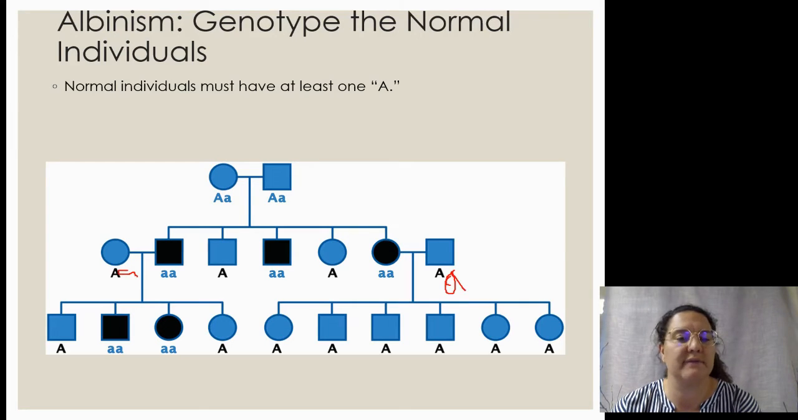Everybody else who is unaffected must have a dominant allele because they are unaffected. Now, if individuals do not have children, like these two individuals, we don't know if they have one recessive allele or if they're homozygous dominant because we can't see that in their pedigree.